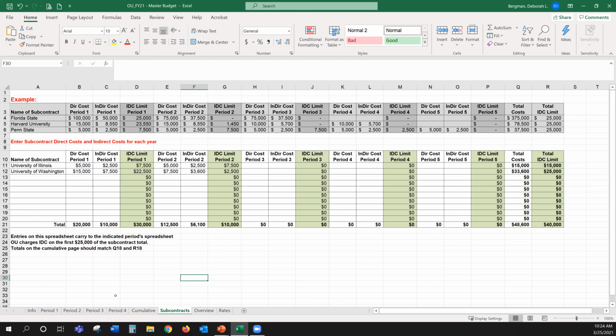Okay, so once you've completed your budget, you'll send it along with your budget justification and any other routing documents required by your PDS. You'll send those to your PDS and they'll review it and they'll let you know if any changes are needed.